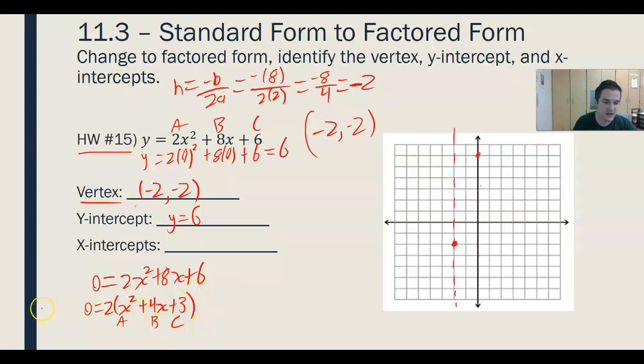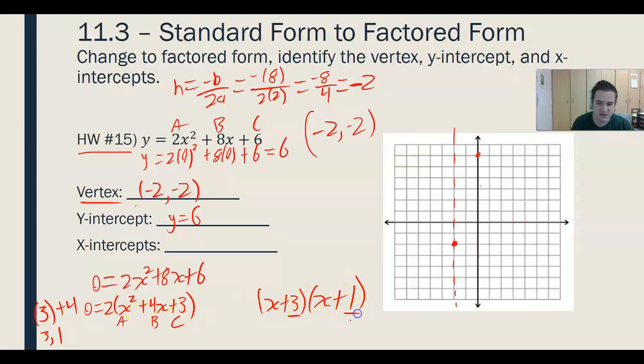That's going to give me 3. And I need to find two numbers that multiply to make 3 and add up to 4. Well, that's going to be 3 and 1. 3 times 1 is 3. 3 plus 1 is 4. So if I factor this out, I'm going to have x plus 3, x plus 1.